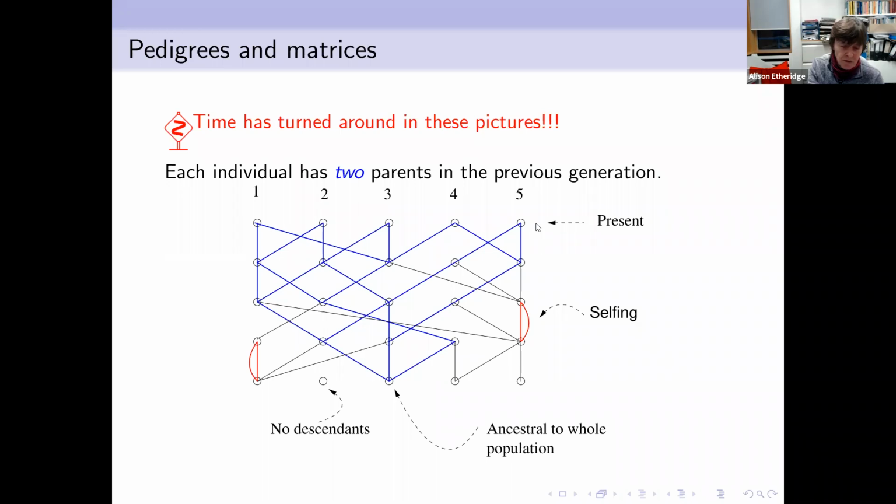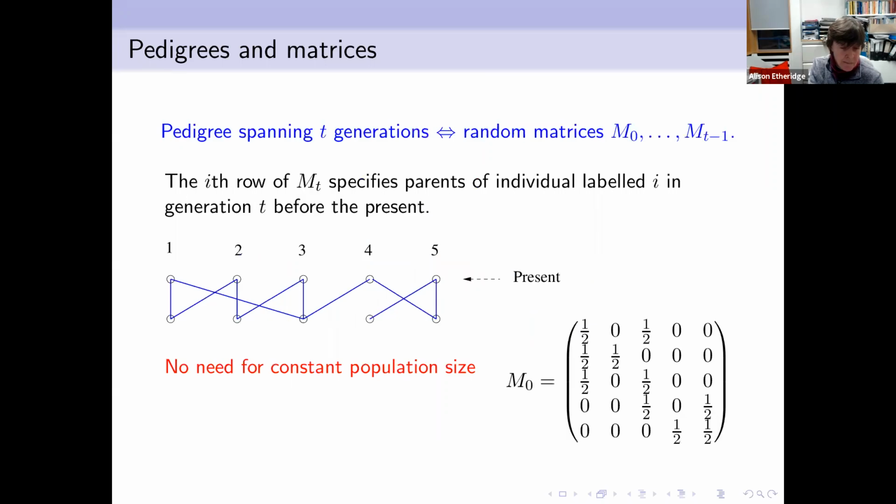So here is the present in these pictures. It's still 5 individuals. And I've only tracked the whole individual, not the individual genes within them. And each individual is connected to 2 parents in the previous generation. So here's the present. We trace back into the past. And as I go backwards, I'm also going to allow self-fertilization. It's just convenient to do so. Okay. So how am I going to represent that pedigree as a product of matrices?